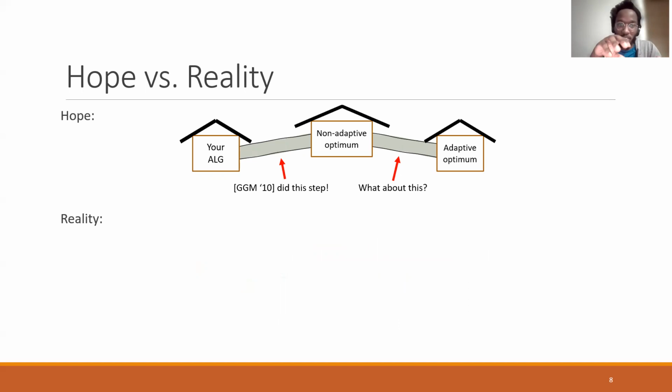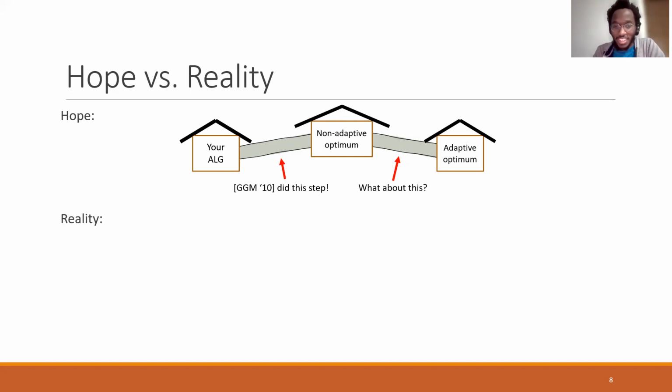Our hope is that we have some algorithm, say specifically for the min element problem, and we show that it, and Goel, Guha, and Munagala have already shown that their algorithm is close to the non-adaptive optimum. So if we can just show that the non-adaptive optimum is close to the adaptive optimum, then we'll have adaptive approximations, and everyone can clap and then go home.